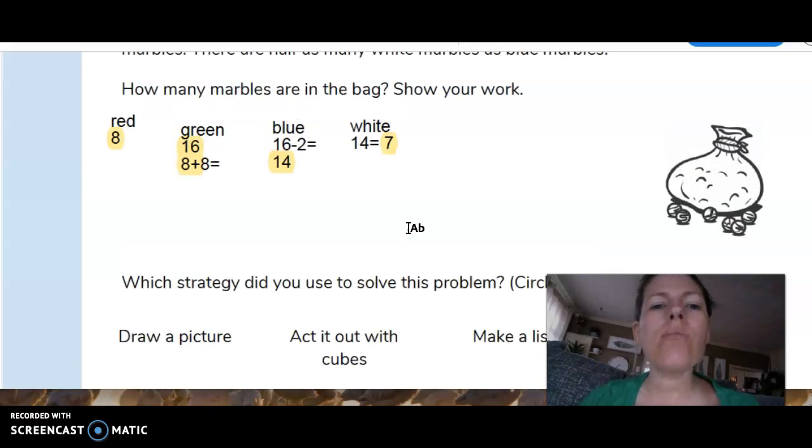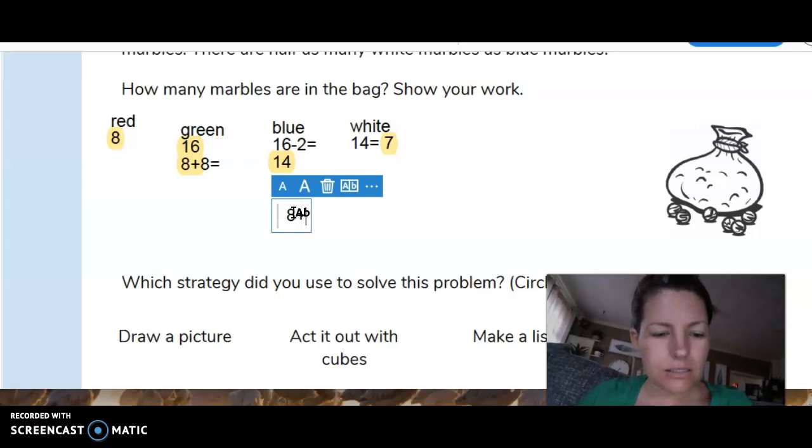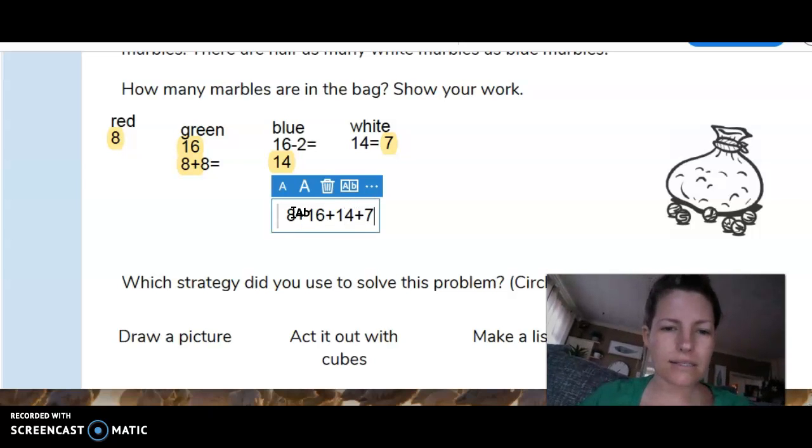How many total marbles are in the bag? Well, when I hear how many total are in the bag, I know that I'm going to need to add them up. I want to see how many there are all together. So that number sentence is going to be our 8 red marbles, plus our 16 greens plus our 14 blues and our 7 whites.